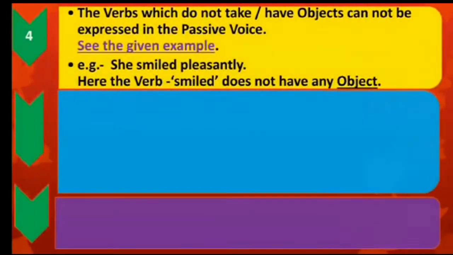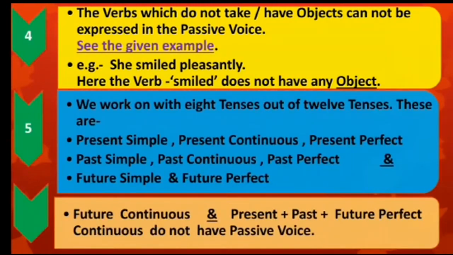Point 4. The verbs which do not take or have objects cannot be expressed in the passive. See the given example. Here, the verb doesn't have any object. Point 5. We work with 8 tenses out of 12 tenses. These are present simple, present continuous, present perfect, past simple, past continuous, past perfect, future simple and future perfect. The tenses we do not work with are future continuous and present, past and future perfect continuous.